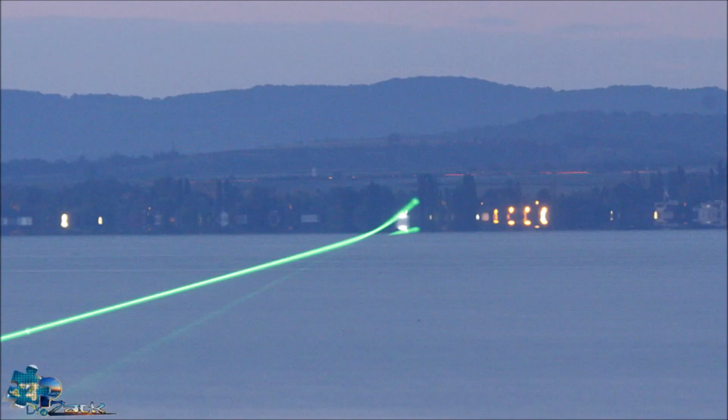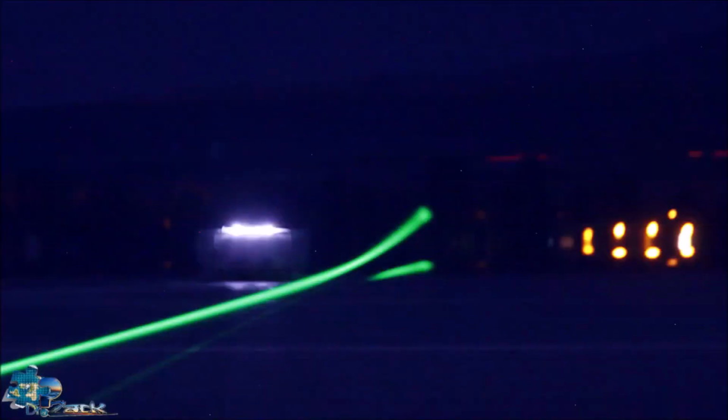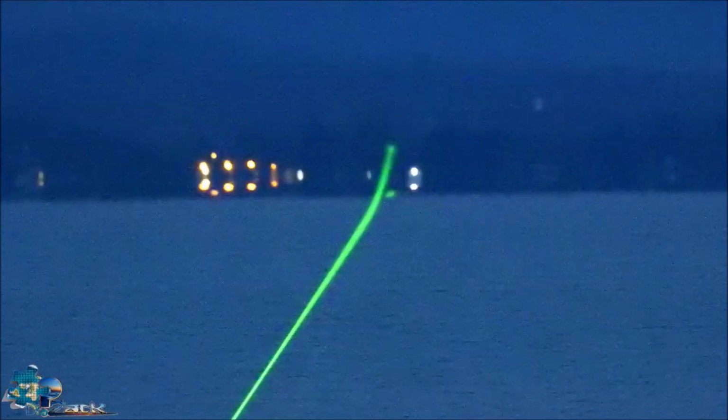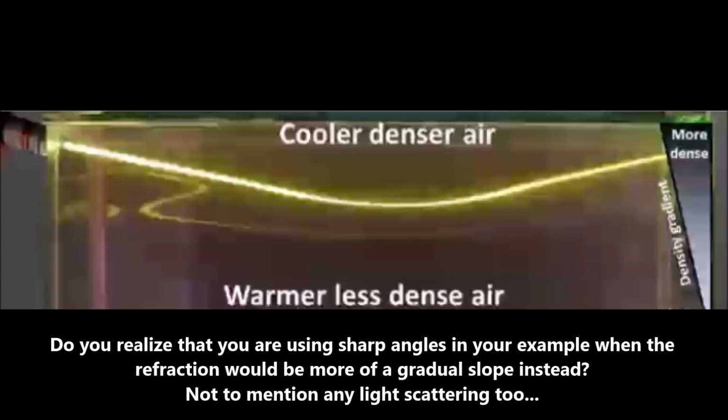Which forced the beam to collide with an air layer at such an angle above the water at 5,000 feet or 1,500 meters distance away, it reflected part of the beam upward. Do you realize that you're using sharp angles in your example when the refraction would be more of a gradual slope instead? Not to mention any light scattering too. But flat earthers cannot really use that explanation, given how they dismiss atmospheric refraction when it's used to explain observations on a globe.